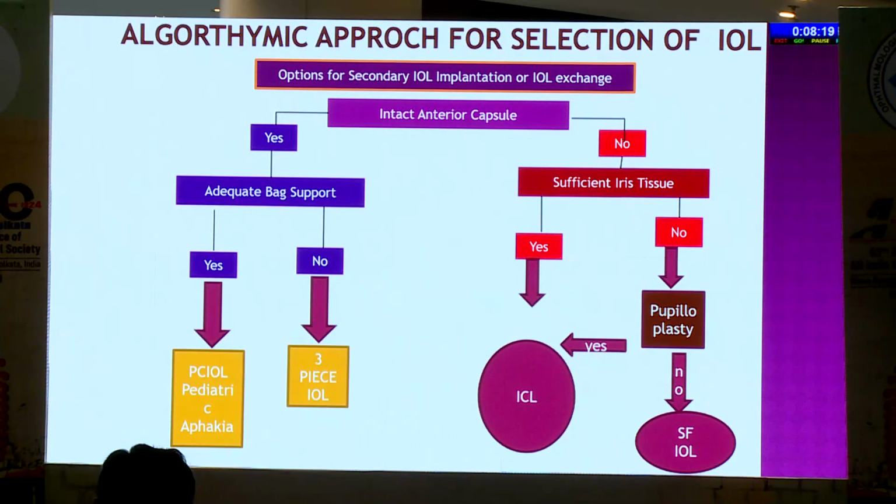This is an algorithmic approach for the selection of the correct IOL. In the absence of posterior capsule, in the absence of adequate back support, and if there's iris support, the choice is an iris claw lens. But if the iris tissue is not available, if even a little amount of iris tissue is not available, then the choice is a scleral fixated lens. I will be telling about the merits and demerits of the iris claw lenses.